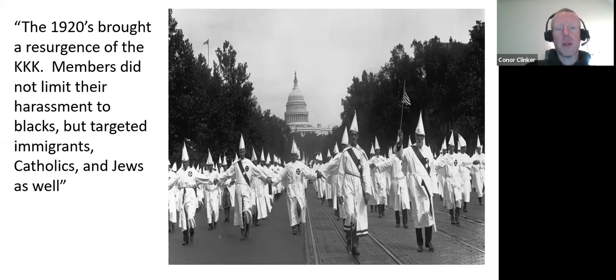So a lot of harassment aimed at blacks, of course, but other groups as well. In this photograph here, 1920s, look at this. Middle of Washington, D.C., middle of the day, hundreds and hundreds of Klan members parading down the main thoroughfare in our nation's capital. Are they wearing hoods? Are they making any effort to hide their identity? No, no. This is wide open, out in the public.